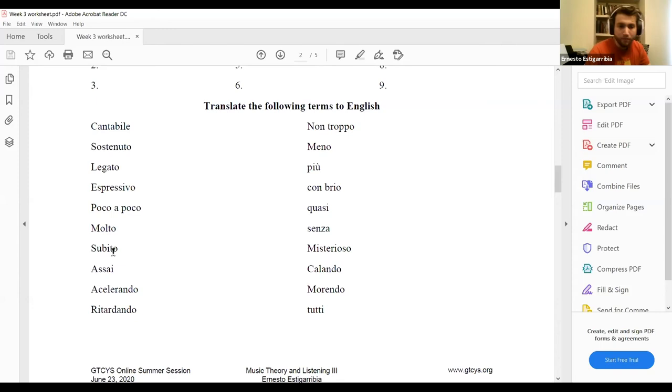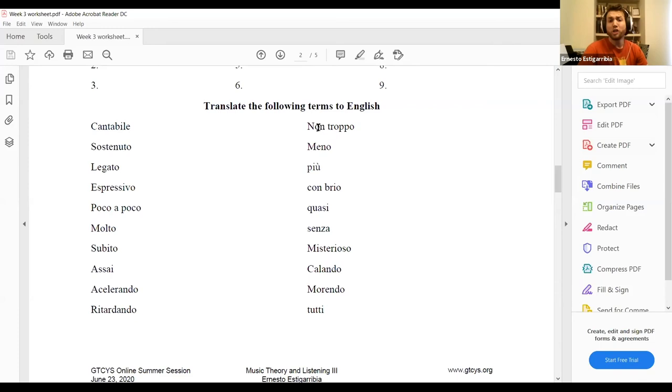Assai, this is one of my favorite Italian words. It means very, but somehow in English it doesn't have the same poignancy. It means very. So when you say allegro assai, it means very allegro, or vivace assai, very vivace. It's deliberate and a lot. Accelerando, ritardando, we did.